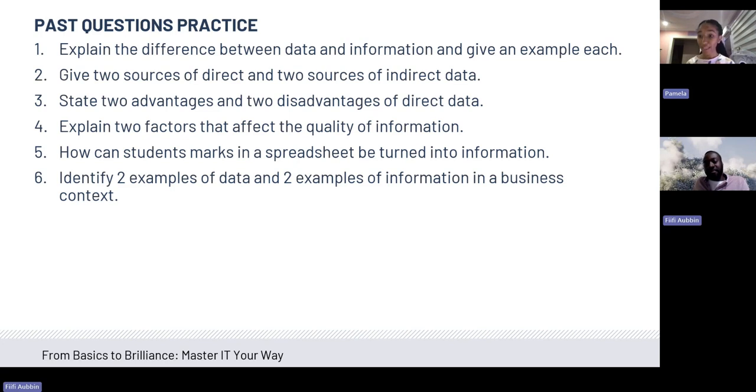And explain two factors that affect the quality of information. So we have the age of the information. How old is that data that it has to be used for that particular information? Because you can't use a report that is 10 years old to research something happening right now.